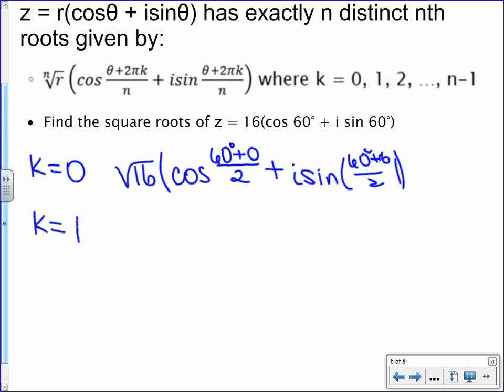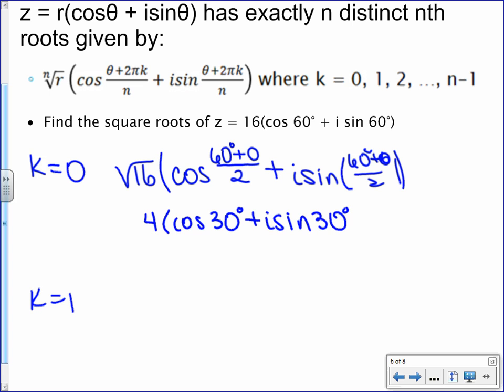So what's our angle? Our angle is 30. So we have 4 times the cosine of 30 degrees plus i sine 30 degrees. Okay. So our first square root would be 4 times radical 3 over 2 plus 4 times 1/2 i.